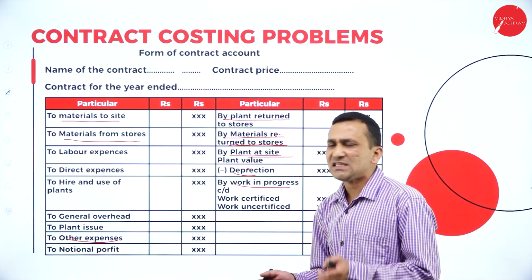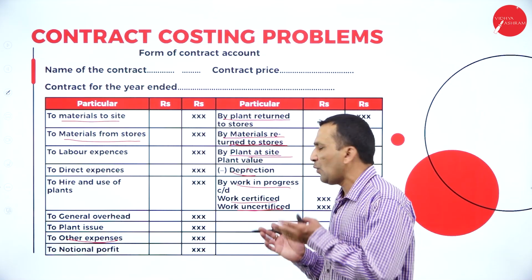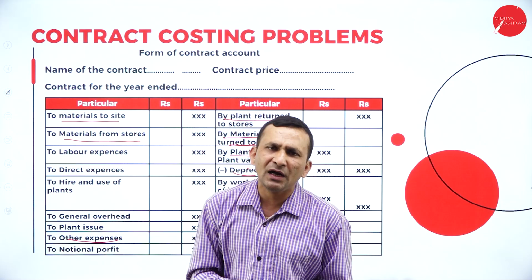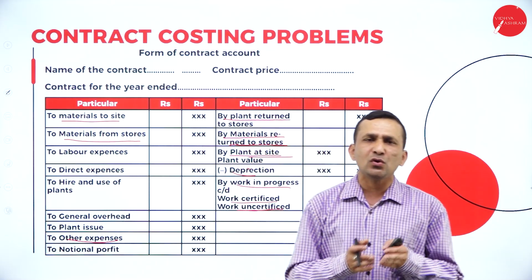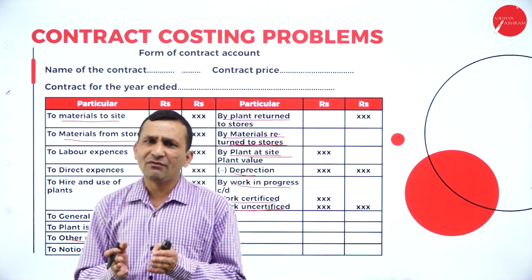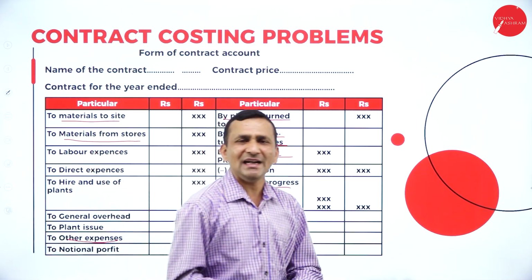There are two classifications: work certified and work uncertified. What do you mean by work certified? The contractor wants to get money from the contractee, so the contractor will say to the contractee, I have completed 80% of the work. The contractee is not blindly accepting.